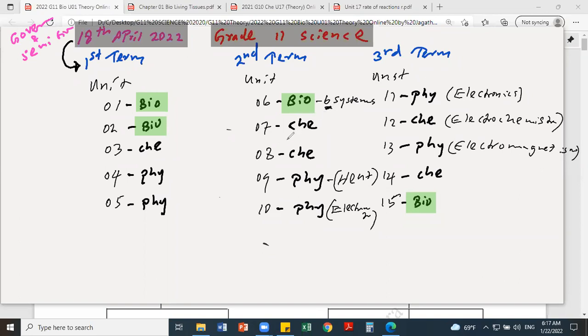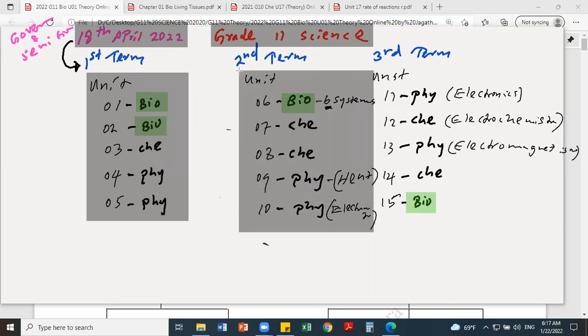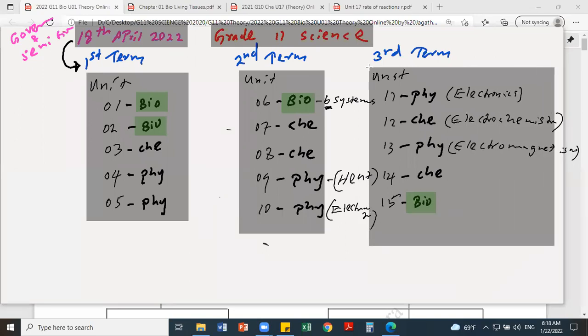Right? So this is the term wise breakdown of the grade 11 syllabus. So you better copy this down separately in your writing book, because it will be useful. The textbook has not given this term wise breakdown of the syllabus, that's why. Okay.